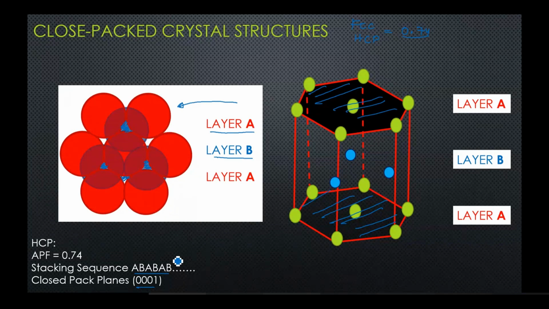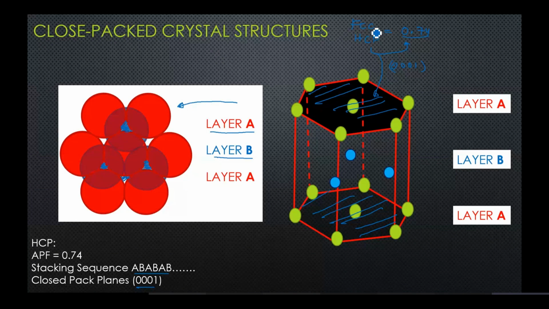All right. Moving on, in HCP the atomic packing factor is highest, 0.74, and within HCP it is this plane, which is layer A, or the 0001 plane, which is the closest packed plane. We'll come to know the importance of close packed planes later on when we see deformation. But you need to understand that this is the closest packed plane in HCP.